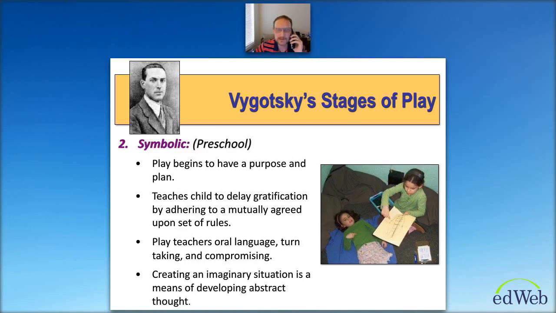Then in preschool in particular, and I'm talking about ages 3 through 5, up to 6 perhaps, play begins to have a purpose and a plan. So it isn't just about interacting with the environment, it has a plan. And it teaches the child to delay their gratification and adhere to a set of rules, like you be this and I be that. I'll be the doctor, you be the nurse. It also allows for oral language development, taking turns, compromising, and creating imagination through abstract thought.